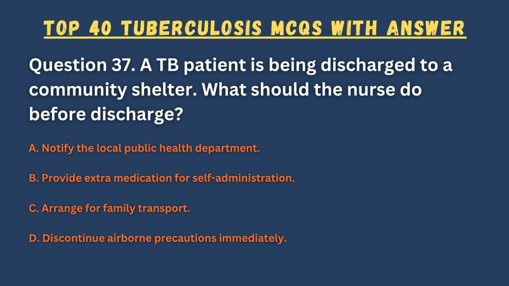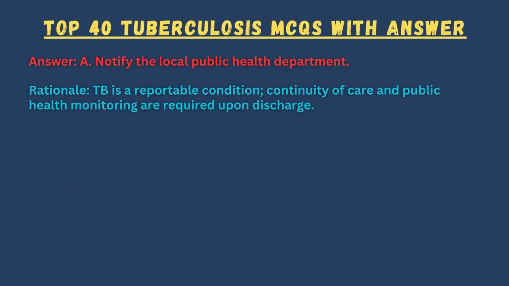Question 37. A TB patient is being discharged to a community shelter. What should the nurse do before discharge? A. Notify the local public health department. B. Provide extra medication for self-administration. C. Arrange for family transport. D. Discontinue airborne precautions immediately. Answer: A. Notify the local public health department. Rationale: TB is a reportable condition. Continuity of care and public health monitoring are required upon discharge.